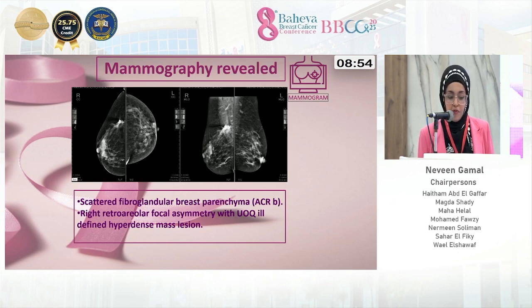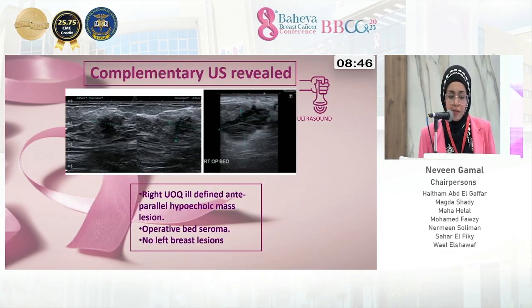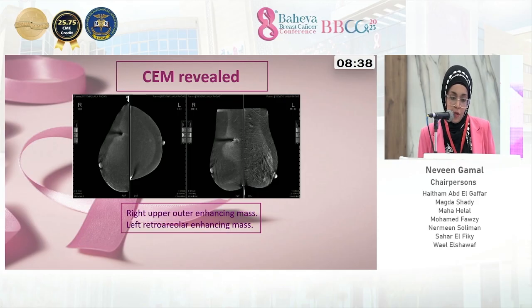Her mammography revealed right retroareolar focal asymmetry with upper outer quadrant ill-defined hyperdense mass lesion. And ultrasound revealed right upper outer quadrant ill-defined antiparallel mass lesion with operative bed seroma with no left breast lesions. Contrast mammography was done and revealed right upper outer quadrant enhancing mass lesion with left retroareolar enhancing mass also.